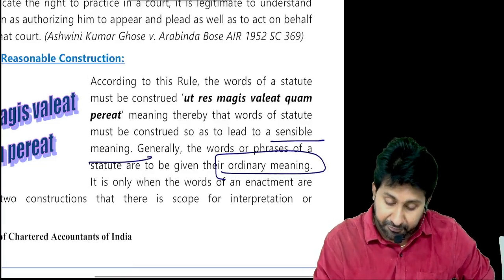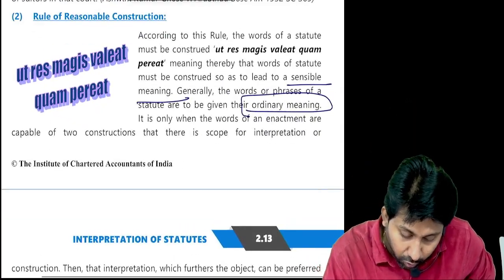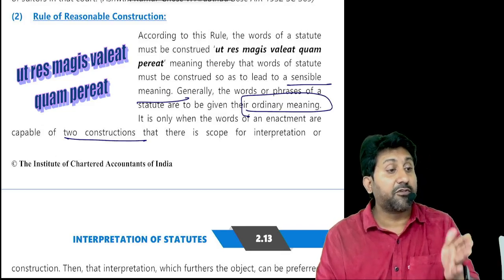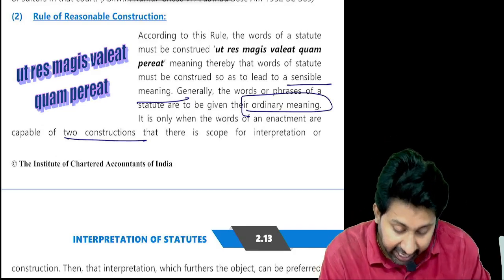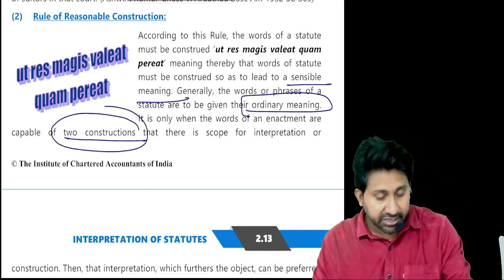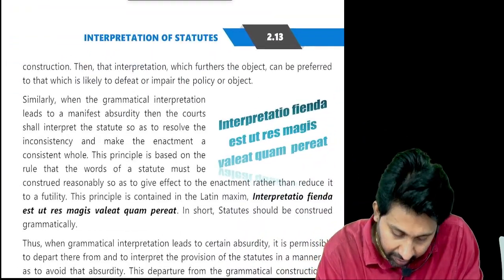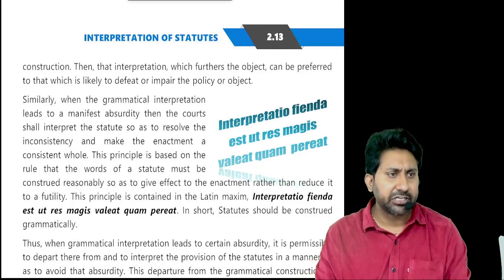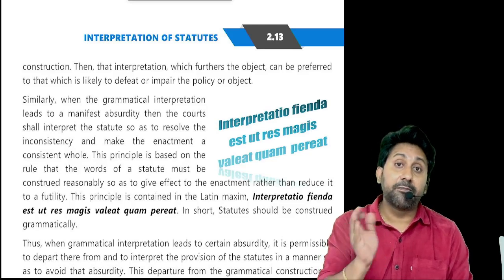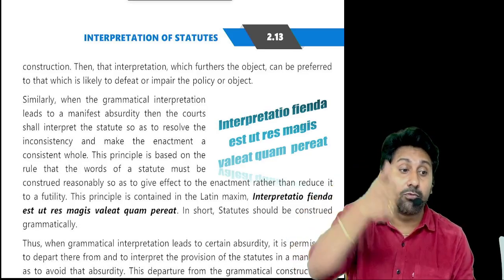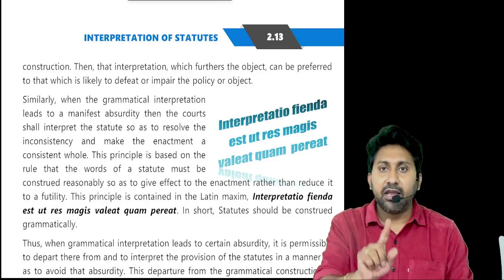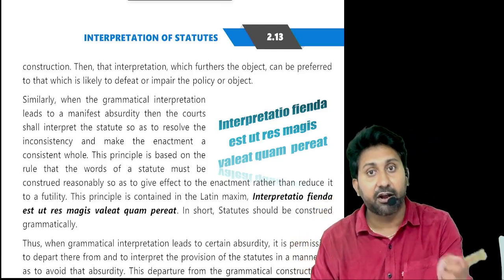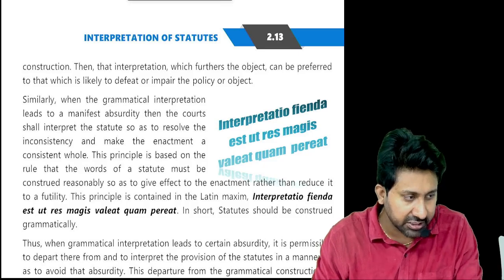But if there are two interpretations for the words used, if there is a capability of two constructions, in such a case, which will further the objects? What is the purpose of the section? Some purpose is there. Which interpretation will make the purpose of the section more successful? Two meanings are there. In the two meanings, which kind of interpretation will succeed the provision? That interpretation only you should give. Are you understanding the point or not?